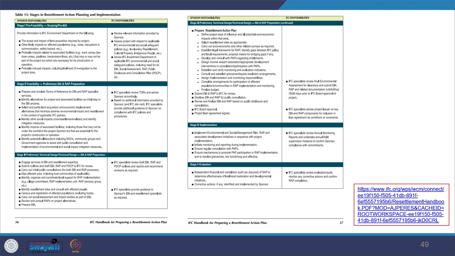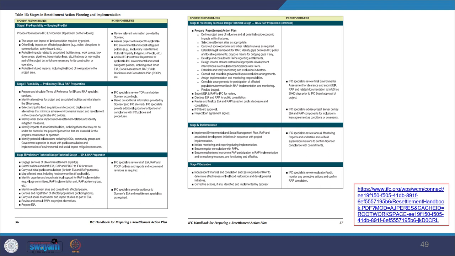Likewise, in stage three, you have the technical design of RAP preparation. How do you design that? How do you engage the services of EIA and resettlement experts? And what all data are collected. Then you can see another stage, preliminary technical design, prepare the resettlement action plan, and then you submit it for EIA and review purposes.